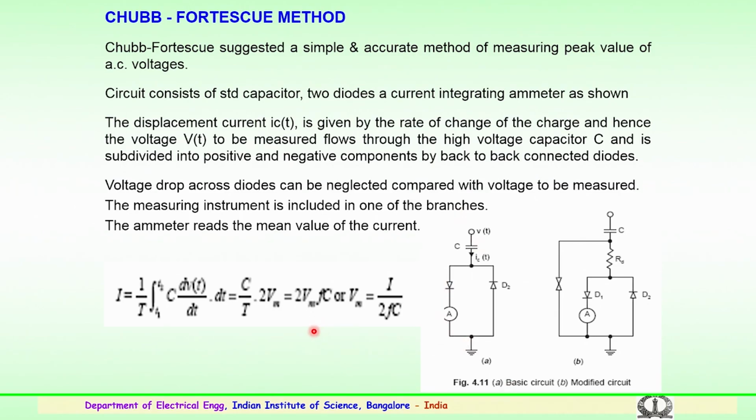So, this average value of the current is given by 1 by T integral from T1 to T2 of C dV by dt into dt, which is equivalent to C by T into 2 Vm, that is equal to 2 Vm f C, where f is the frequency. So Vm is equal to I by 2 f C, which is the value to be measured. So, this is the modified circuit using a small resistance after the capacitor, the diodes being the same, with a protection fuse unit.